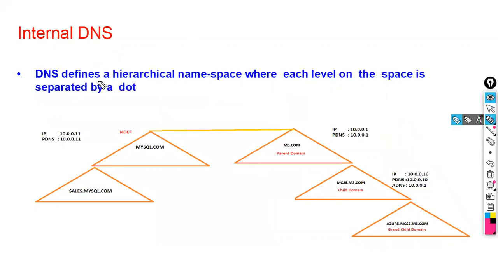And DNS defines a hierarchical namespace where each level in the namespace is separated by a dot. So internal DNS defines the hierarchy as well, like mcsc.ms.com. It is also a unique name. azure.mcsc.com is also a unique name, and this is the hierarchy. It is defined by internal DNS only.